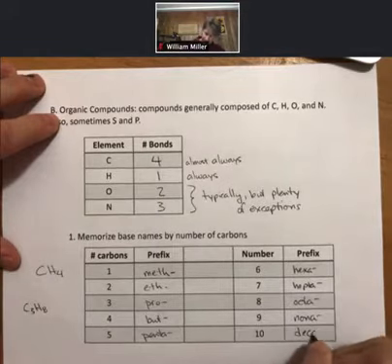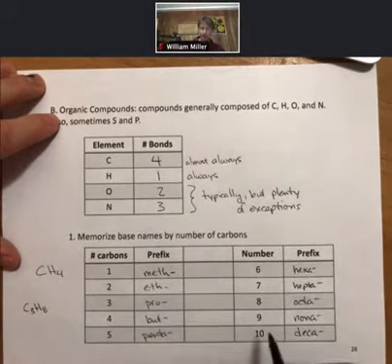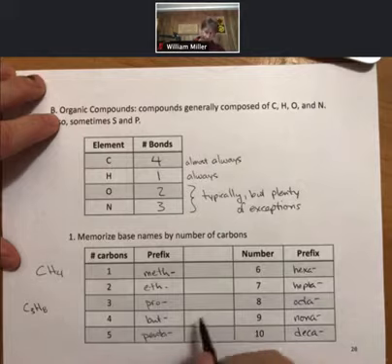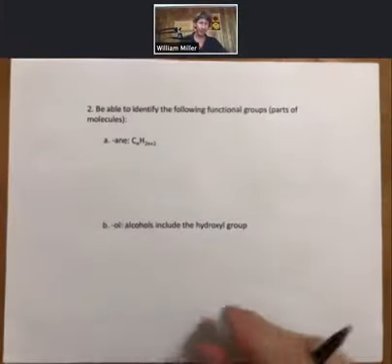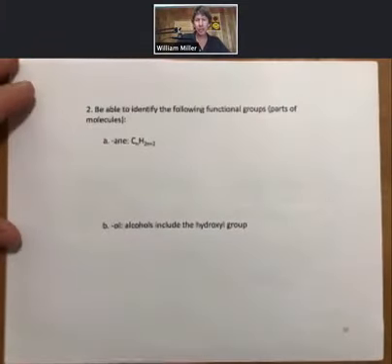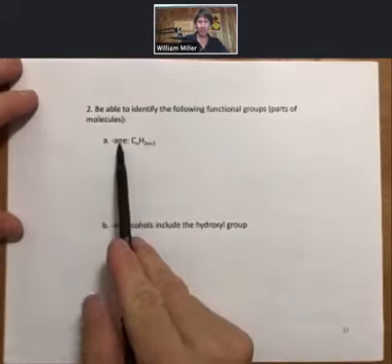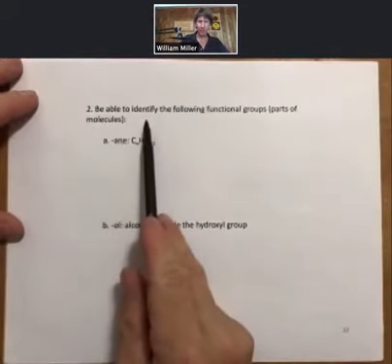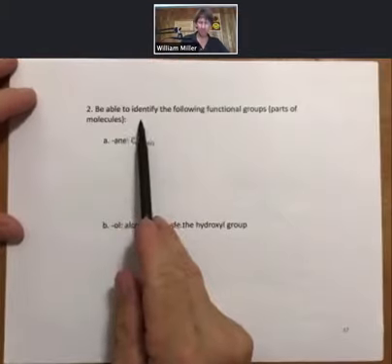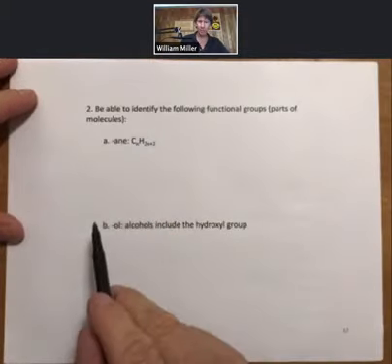And you'll see these prefixes a lot in general chemistry, and then we'll start to learn some of the endings too as well. And as far as nomenclature goes, we're going to ask you to be able to identify several different types of compounds, be able to identify the following functional groups, and that's a word for parts of molecules.